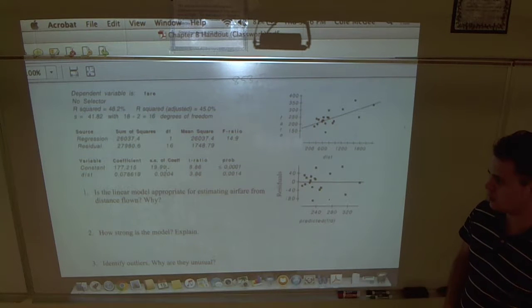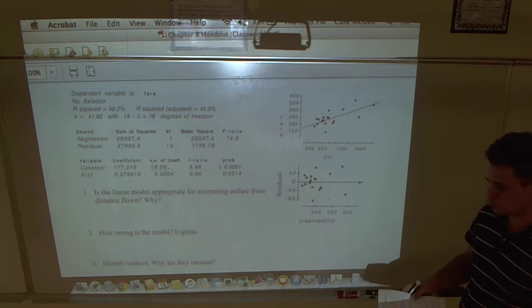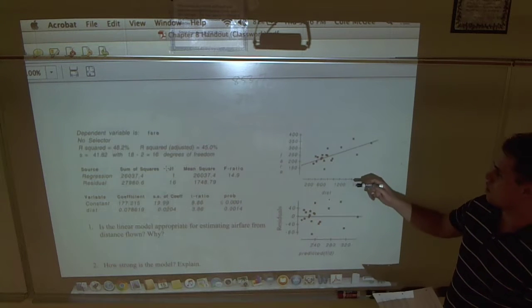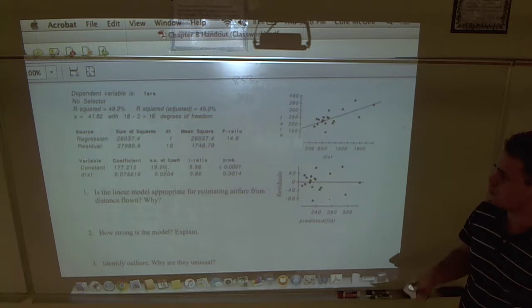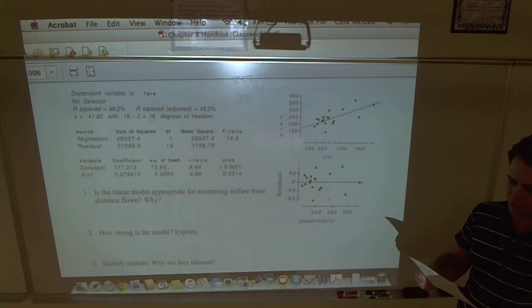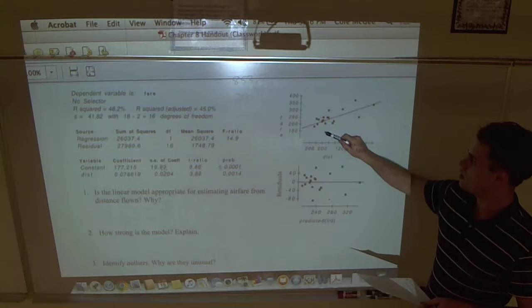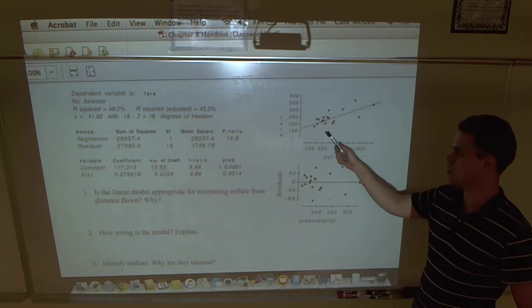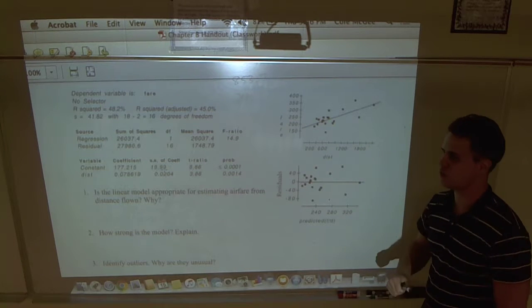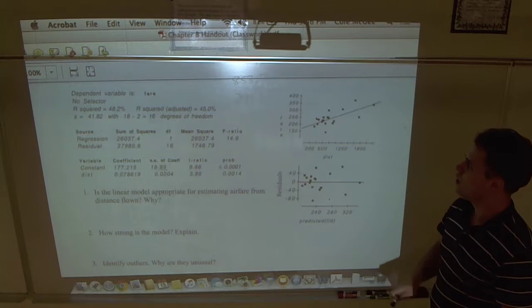Number three says, identify any outliers, and if they are there, why are they unusual? So I already talked about how there's a couple different points in the plot that might be outliers. I think you could really talk about either of those. The book chose to focus on this one. They said this was an outlier, and it is. It's far away from the rest of the spread of the scatter plot, far away from the model, the line as well.